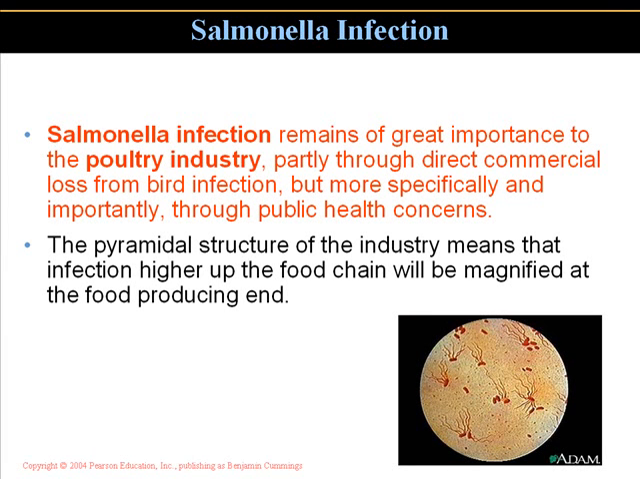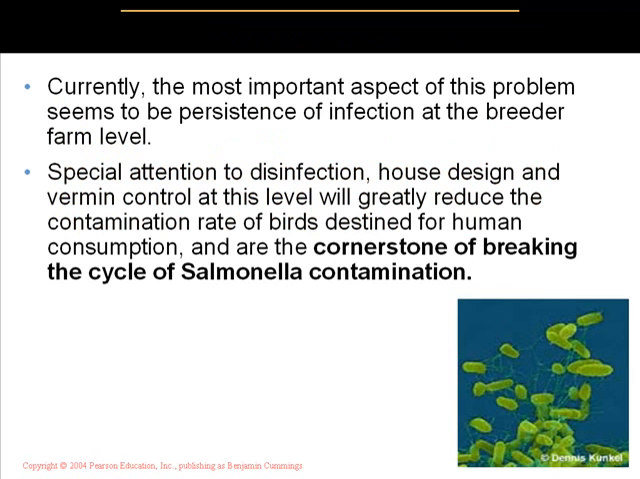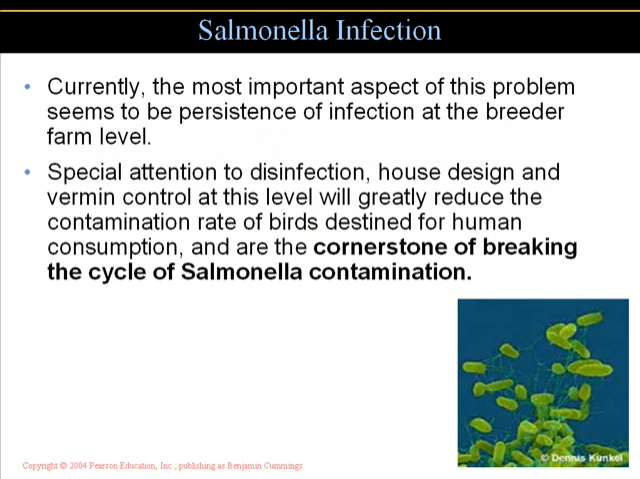Salmonella infections remain of great importance in the poultry industry, partly through the direct commercial loss of bird infections, but more specifically through public health concerns. There's a pyramidal structure that's been set up in the industry, which means that infections higher up on the food chain may be magnified at the food producing end of the chain as well. Currently, the most important aspect of this problem seems to be the persistent infections by breeders at the farm level. Special attention to disinfection, house designs, and vermin control greatly reduces contamination of birds destined for human consumption. It's a cornerstone of breaking the cycle of salmonella infection and contamination.